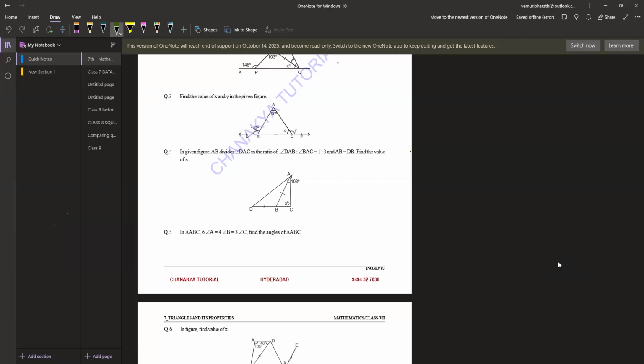Yes, ma'am, using that also you can easily calculate. Then what is x? Ma'am, x is 143 minus 90, which is 53 degrees. And what is then y? y is 180 minus 53, which gives 127 degrees. Right. 127 or 137? 127.